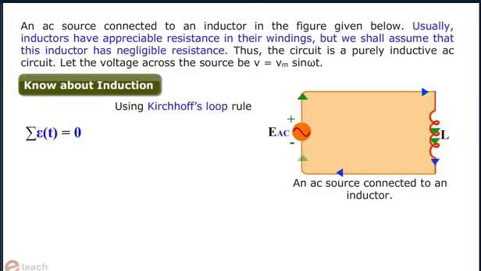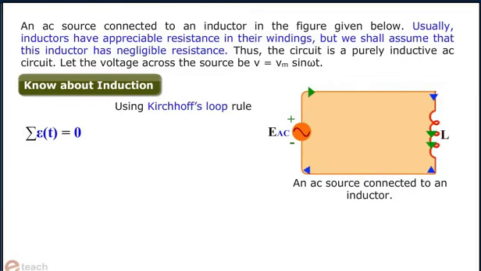AC voltage applied to an inductor. An AC source is connected to an inductor in the figure given below. Usually, inductors have appreciable resistance in their windings, but we shall assume that this inductor has negligible resistance. Thus, the circuit is a purely inductive AC circuit.